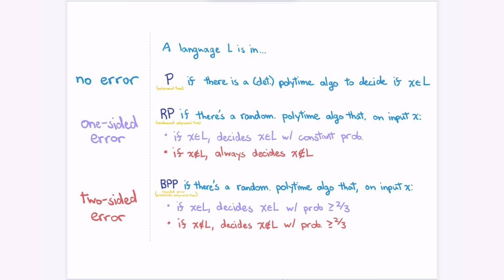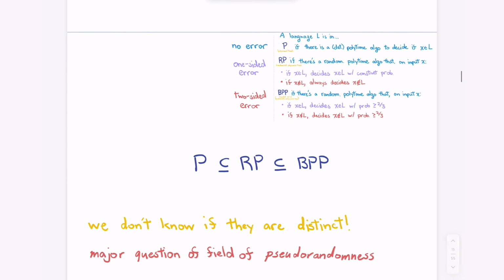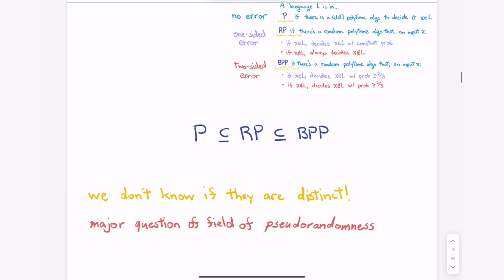It just has to be at least 1/2. 1/2 is not interesting because that's flipping a coin. So any constant bigger than 1/2 is basically equivalent. Okay, so here are some questions.